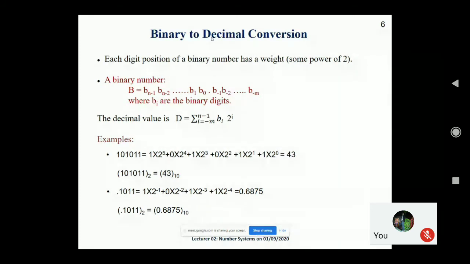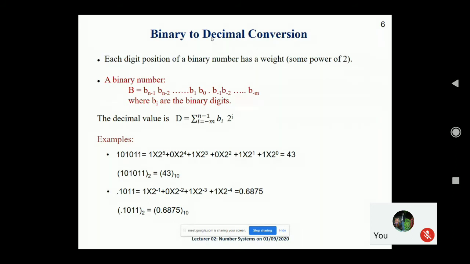So we are starting from right to left, and we are using 2 to the power 0, 2 to the power 1, 2 to the power 2, 2 to the power 3, 2 to the power 4, and 2 to the power 5. And see here, if I'm using 1 into 2 to the power 0, what does it mean? 2 to the power 0 means what? It is 1.